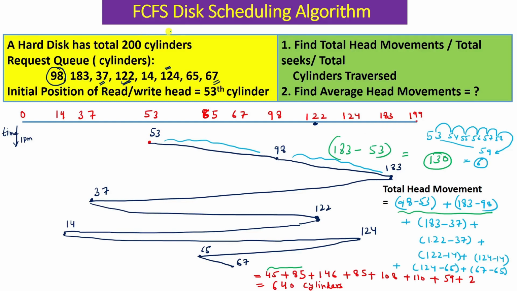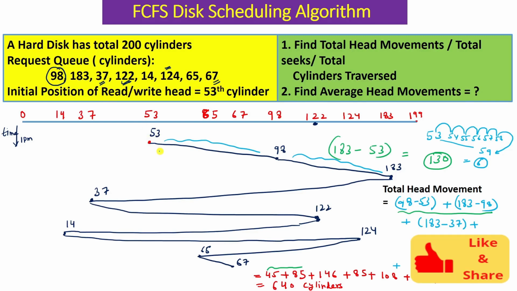The FCFS algorithm says you pick the cylinders in the same order in which they are placed inside this request queue. So first you pick 98, then 183, then 37, and you keep on servicing those cylinders in that order only. Initially we were at 53, then the head will move to 98. Then the head will move to 183, so from 98 we go to 183. Then the head will move to 37.